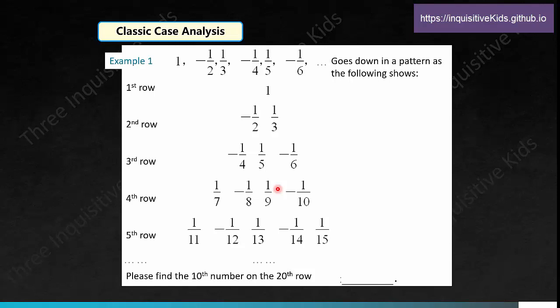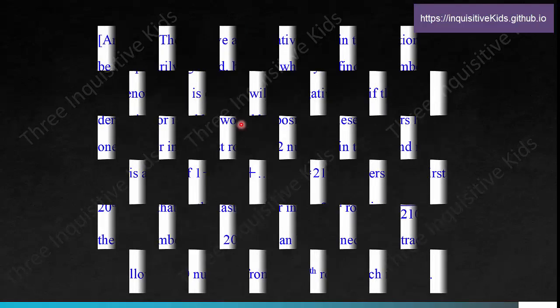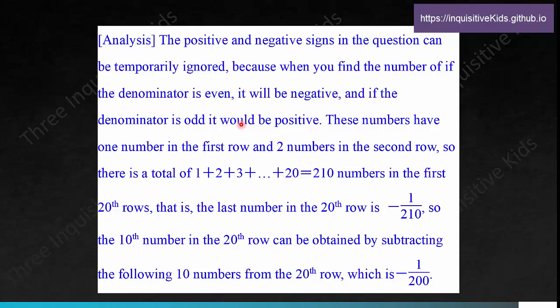Let's look at this together. What can you notice about the negative signs? Yes, the negative signs only appear when the denominator is an even number. So, for that case, we can first temporarily ignore these signs. The positive and negative signs in the question can be temporarily ignored because when you find the number, if the denominator is even, it will be negative, and if the denominator is odd, it will be positive.